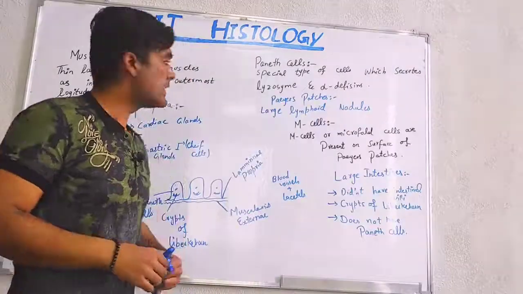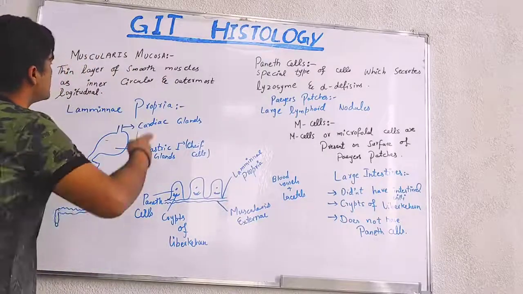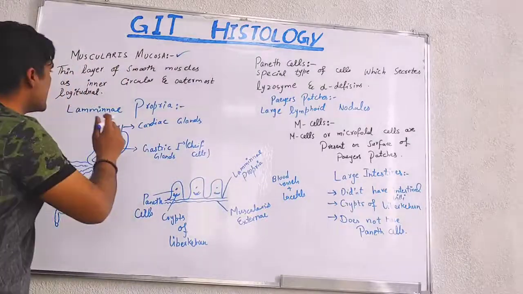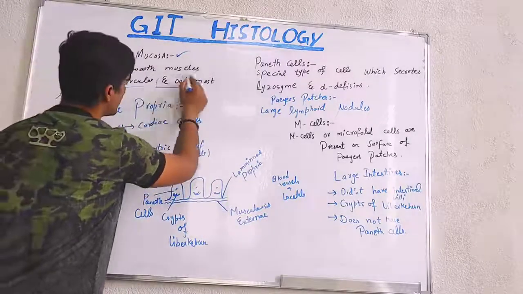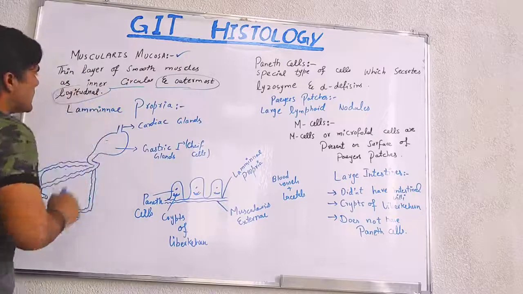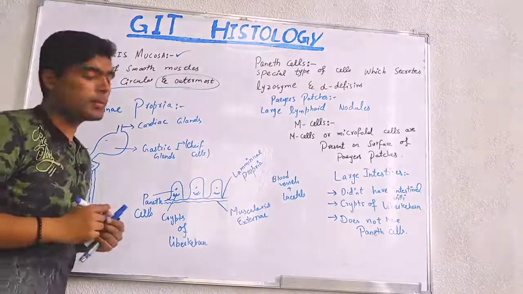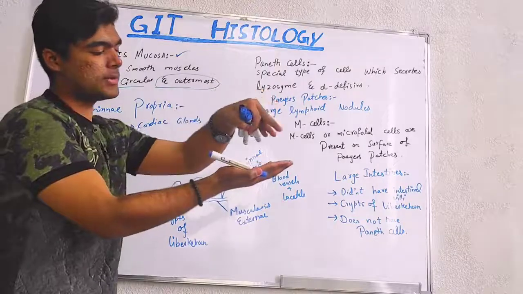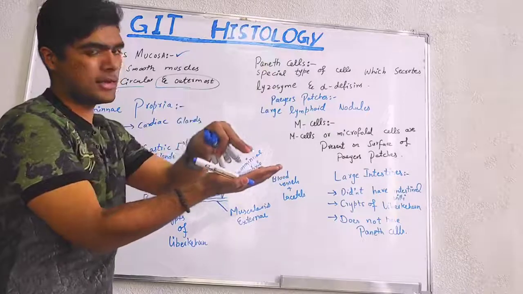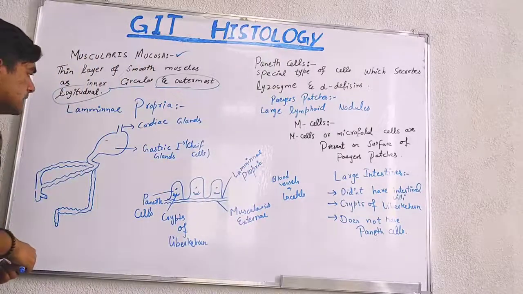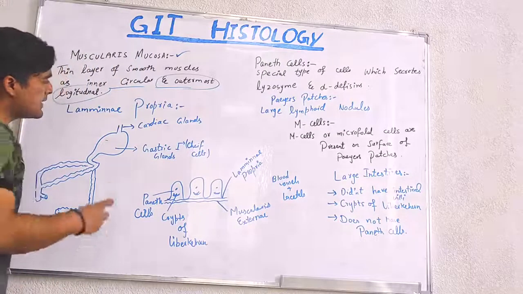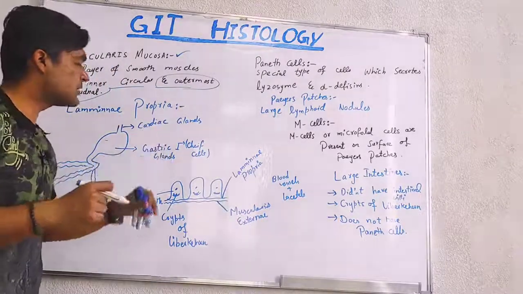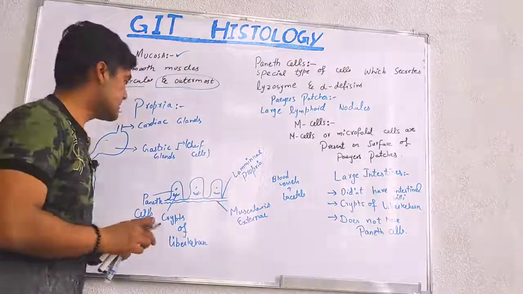Now talking about further layers. Muscularis mucosa is a thin layer of smooth muscle having an inner circular and an outer longitudinal layer. Our main point is lamina propria. Lamina propria is next to the epithelium. Epithelium is the outermost layer, then lamina propria is present, then muscularis mucosa occurs. Lamina propria contains some glands and some cells from the esophagus to the small and large intestines.